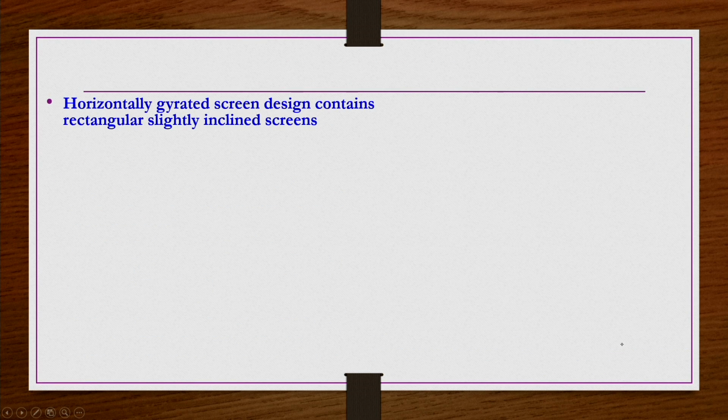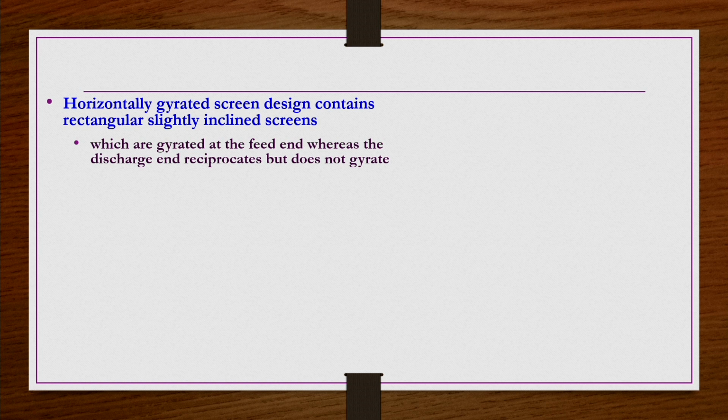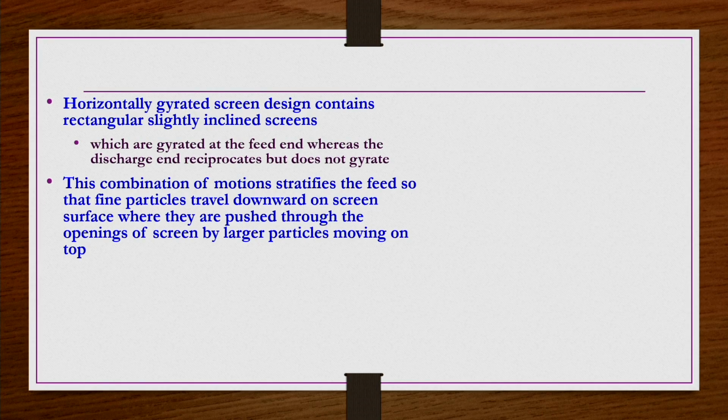Then the horizontally gyrated screen design contains rectangular slightly inclined screens as shown, which are gyrated at the feed end, whereas the discharge end reciprocates but does not gyrate. So, the design is such that at the feed end, at the top end, wherever the feed is coming, that end is gyrated, whereas the reciprocation is taking place at the discharge end where the material is collected from the bottom as shown in the picture here. Because of this combination of motions, stratification of feed takes place, so that the fine particles travel downward on the screen surface where they are pushed through the openings of the screen by the larger particles moving on top.